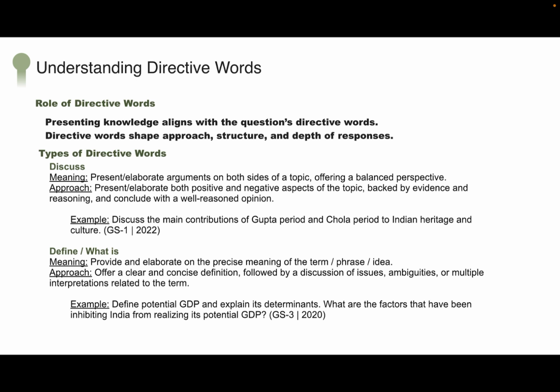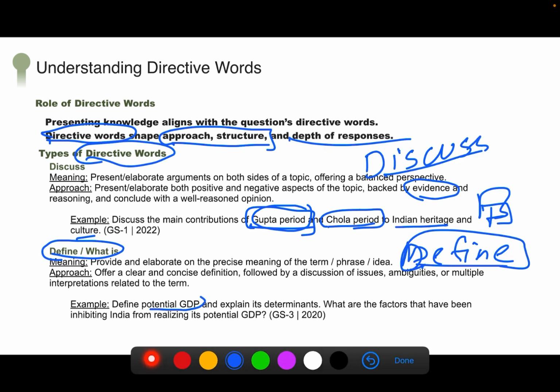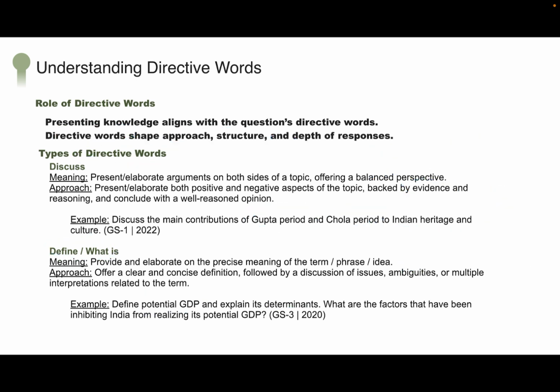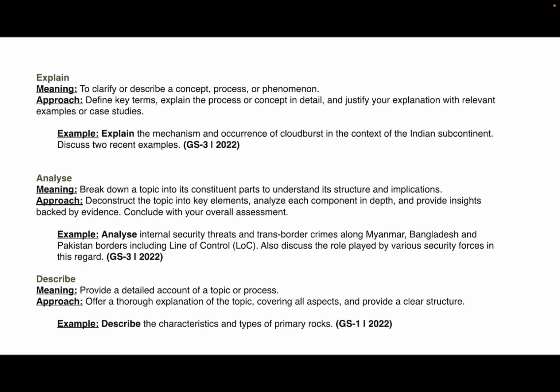See, let us go through the example. Here the question is about defining potential GDP and explaining its determinants. The define directive is essentially focused on theoretical aspects. It means first we need to go with potential GDP, its definition, its determinants, the principles behind potential GDP, and its significance in the real world. These are the important aspects of how we deal with this directive.